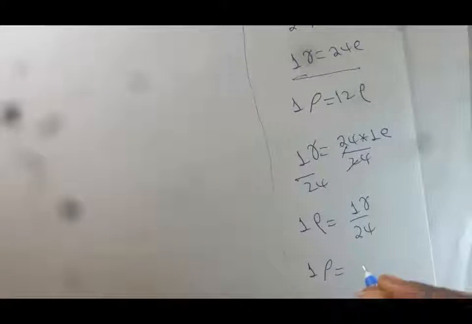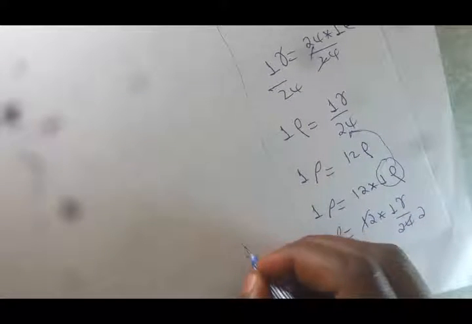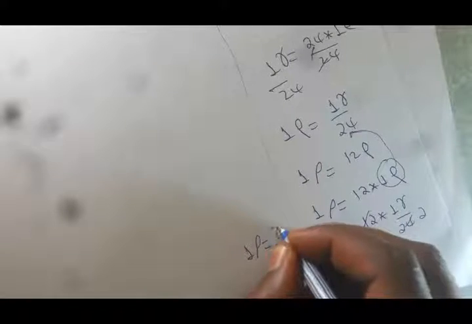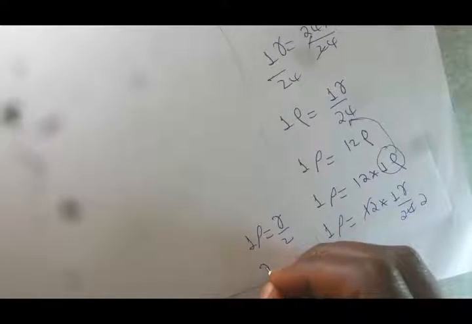And we already know that 1P is equal to 12 times E. Therefore, in terms of this, we will insert it. Therefore, 1P is equal to 12 times 1 rho over 24. Therefore, this will cancel and it becomes 2. Therefore, 1 rho is equal to P over 2. Therefore, rho is equal to 2 times P.